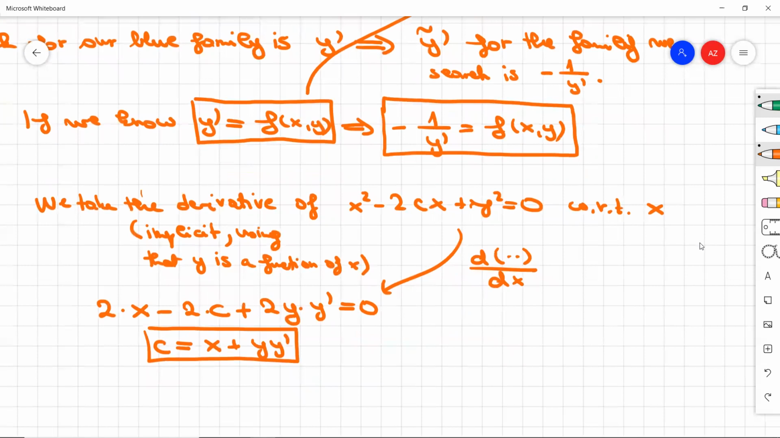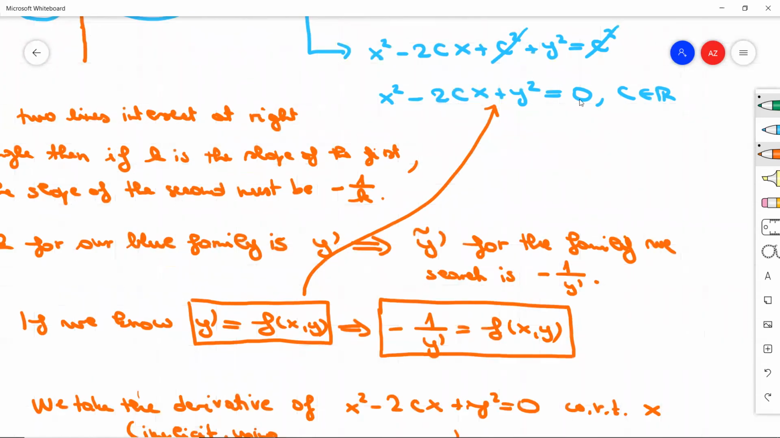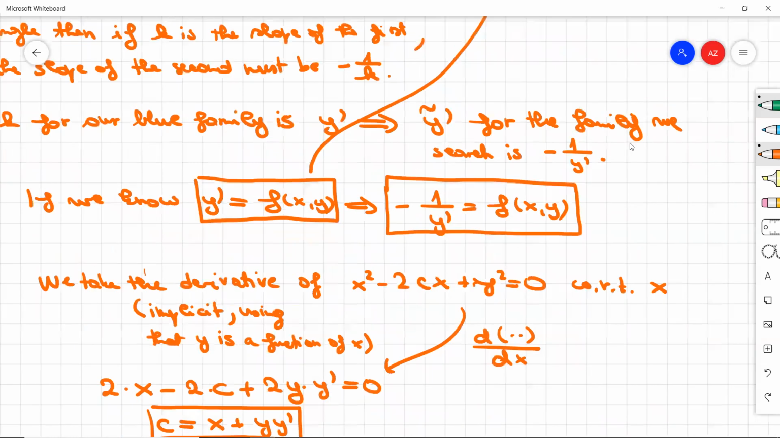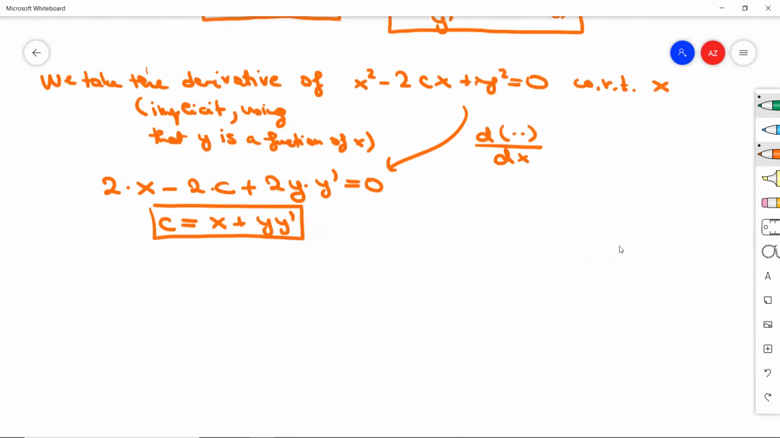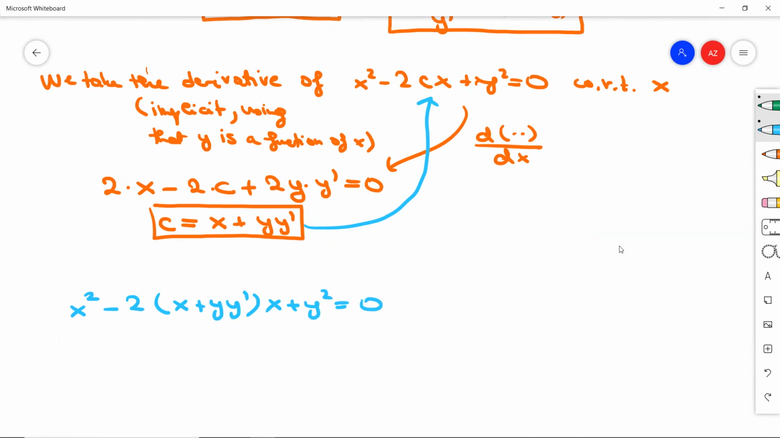And if I plug in this c in the initial equation for the family, I will get rid of c, and I will be able to express y prime in the form y prime is equal to f of x, y. So now I plug in this c into our family. So I get x squared minus 2 times (x plus y y prime) times x plus y squared is equal to 0. And from here, I only express y prime.